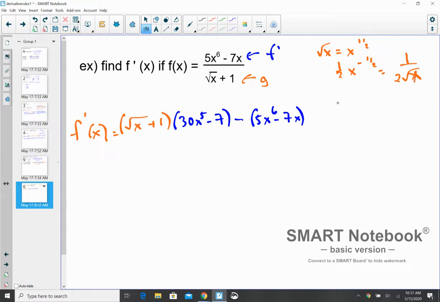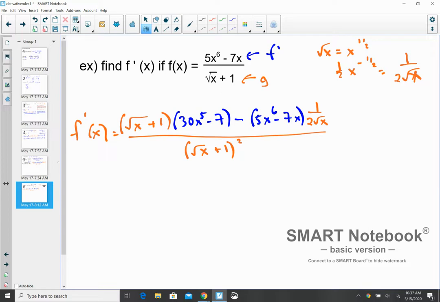So when you do the d low, you just get 1 over 2 rad x. And the derivative of 1 just goes away. That's all over low, low. So we're just going to rewrite the G. Don't square it out. Please don't square it out.